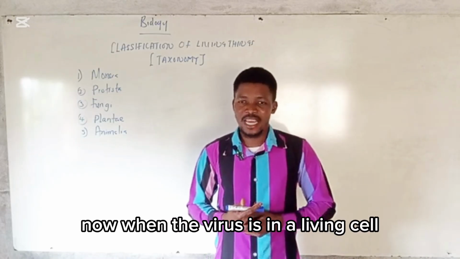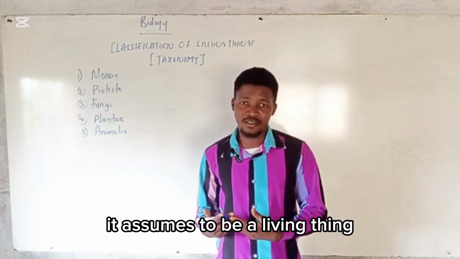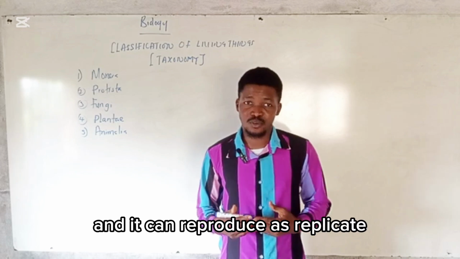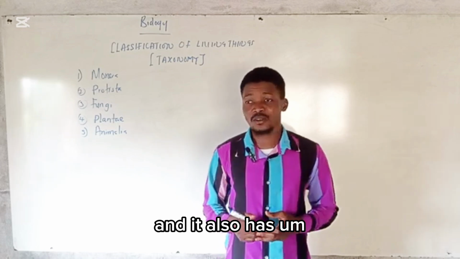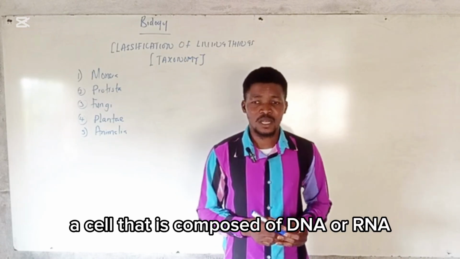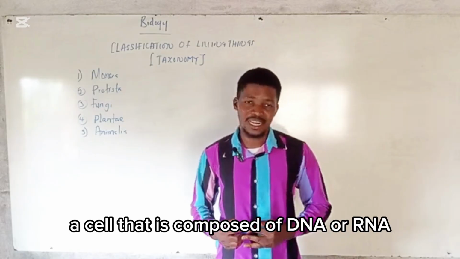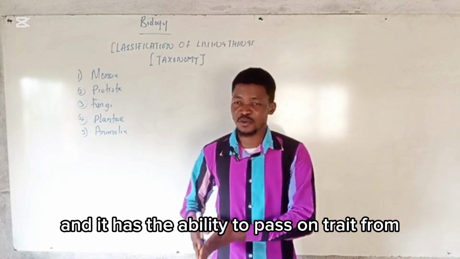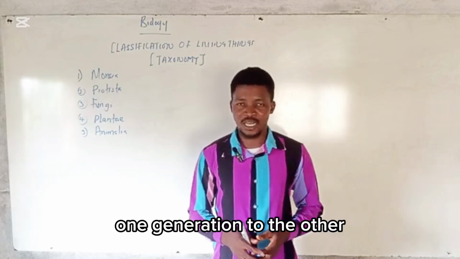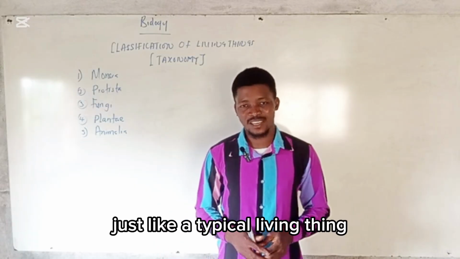Now, when the virus is in a living cell, it assumes to be a living thing, and it can reproduce, or replicate, and it also is composed of DNA or RNA, and it has the ability to pass on traits from one generation to the other, just like a typical living thing.